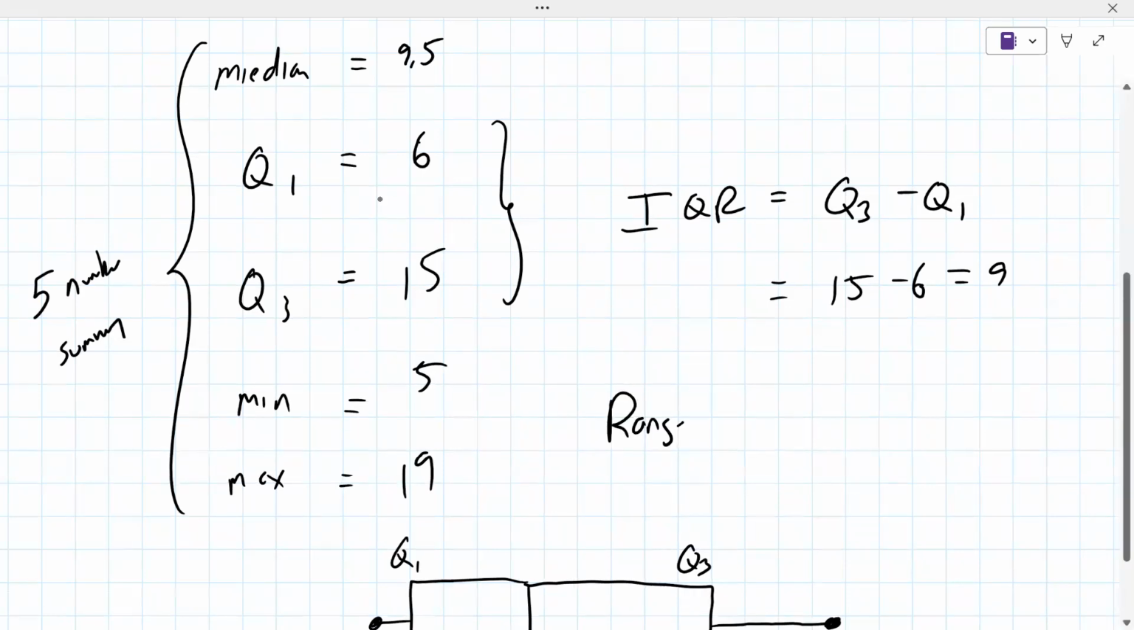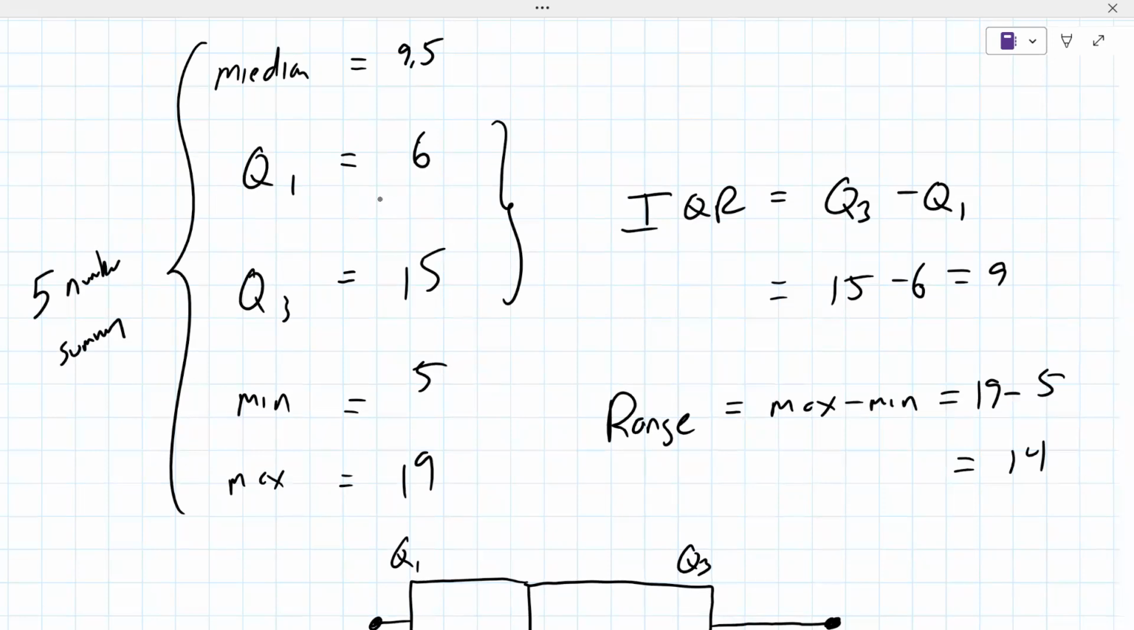Okay. One more thing here, you can calculate the range. The range is the max minus the min. Max is 19, the min is 5, so the range is 14. Okay. All right. Questions on that? No. Okay.